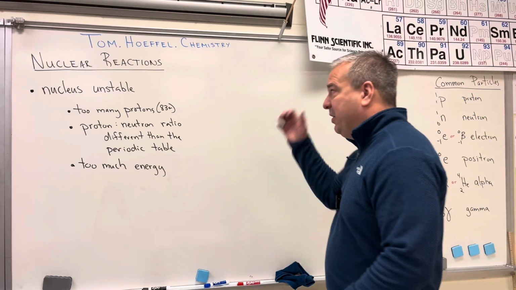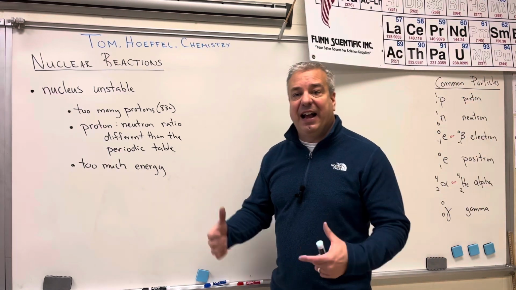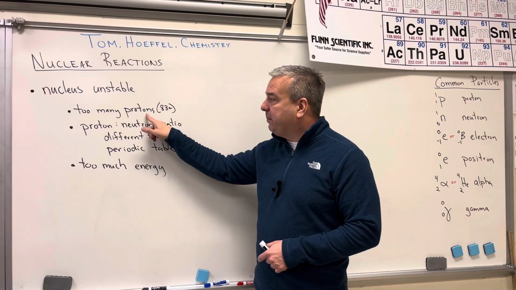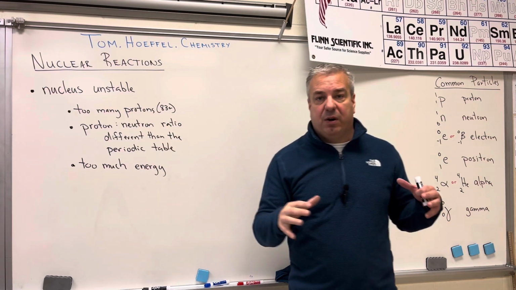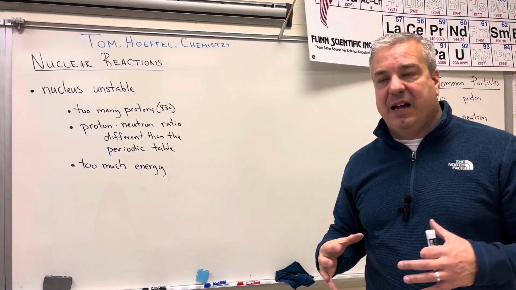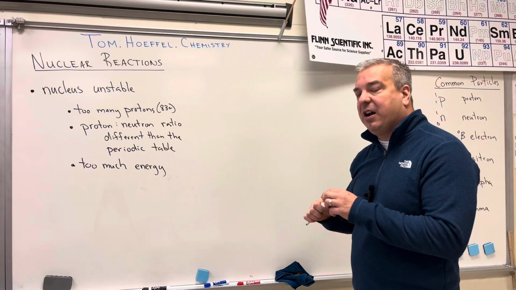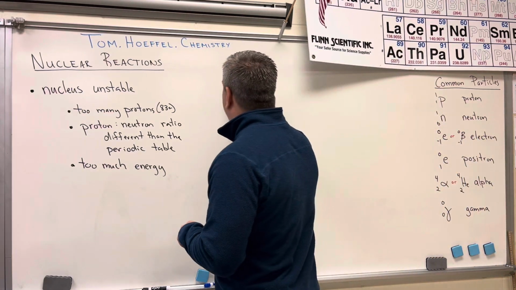In this video, we're going to be talking about nuclear reactions. In our last video, we talked about what happens when the nucleus is unstable due to too many protons. In this video, we're going to be talking about what happens when the proton to neutron ratio is not quite right. Okay, so the first one we're going to talk about is potassium 40.